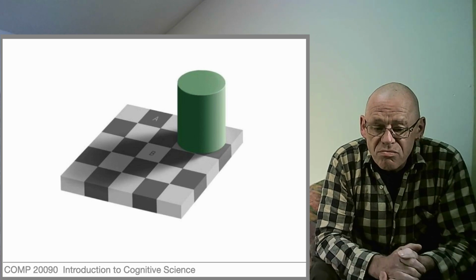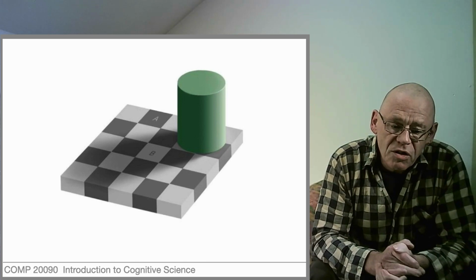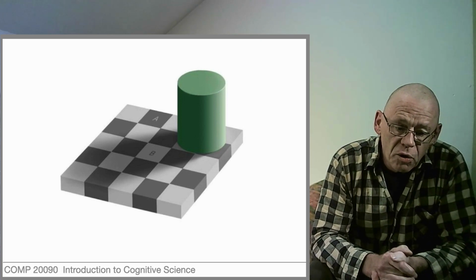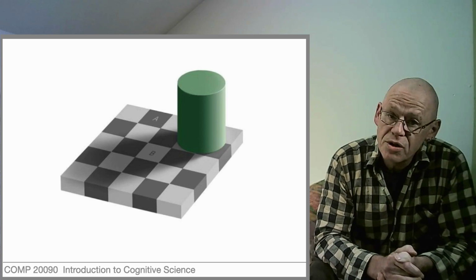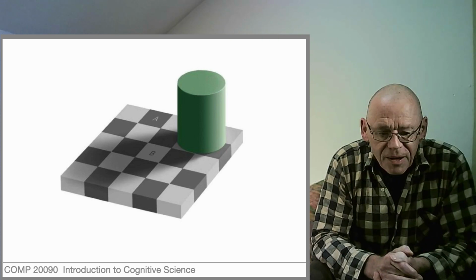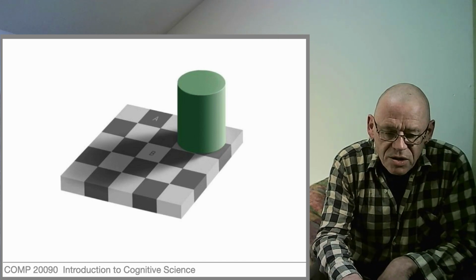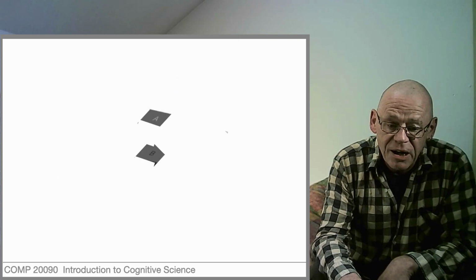If you look at this 5x5 chessboard with the green column on it, you can see two squares labeled A and B. Those squares are actually the same shade of gray, but they sure as heck don't look it. What I'm going to do now is cover up everything except those two squares. Here you go. And now you can see that they are actually the same shade.